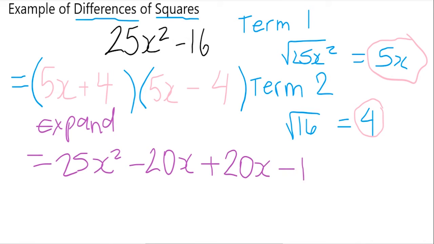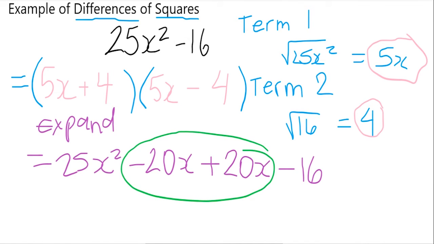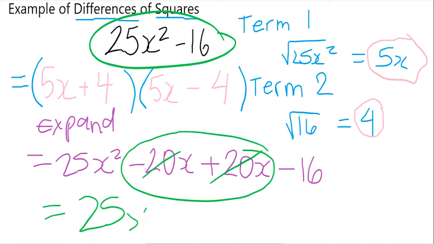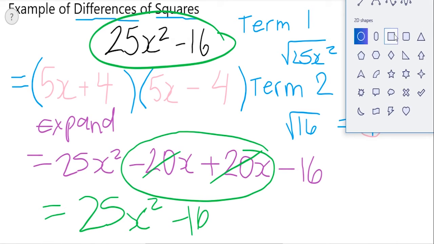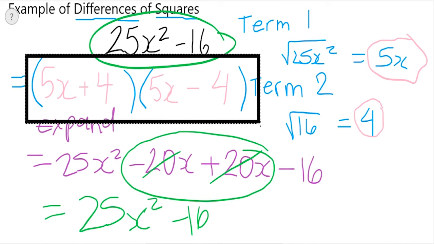Now, as you can see, having this plus and minus sign between the terms is essential because it causes these 2 values to cancel each other out since these are negatives of each other. They're the same value, but negatives. So these 2 cancel out, and you are left with whatever we started with. So 25x squared minus 16. And there you have it. So essentially, if I want to show you what our factor is, it is this over here. Okay, this is how you factor out your differences of squares.